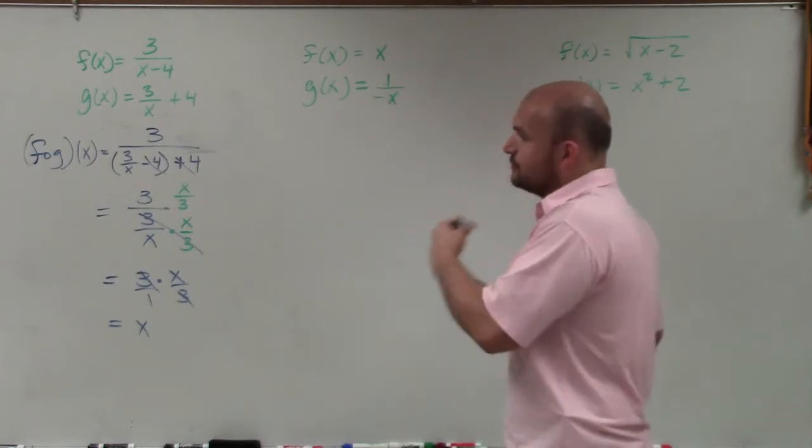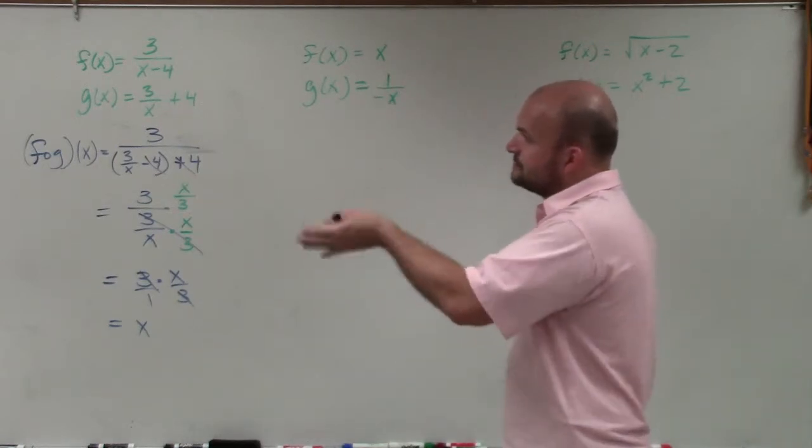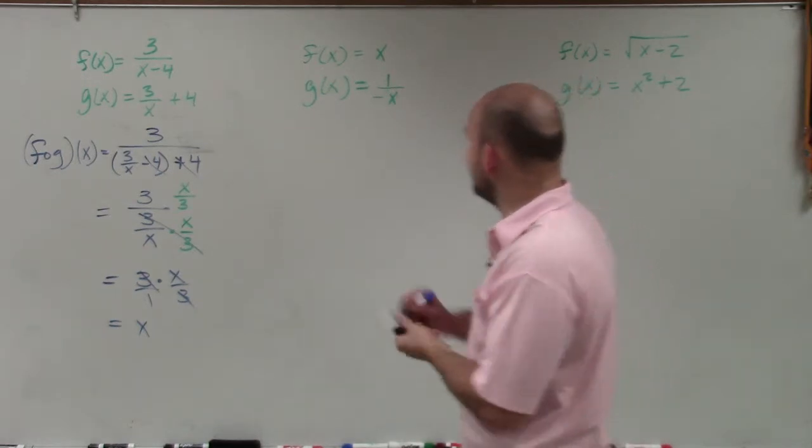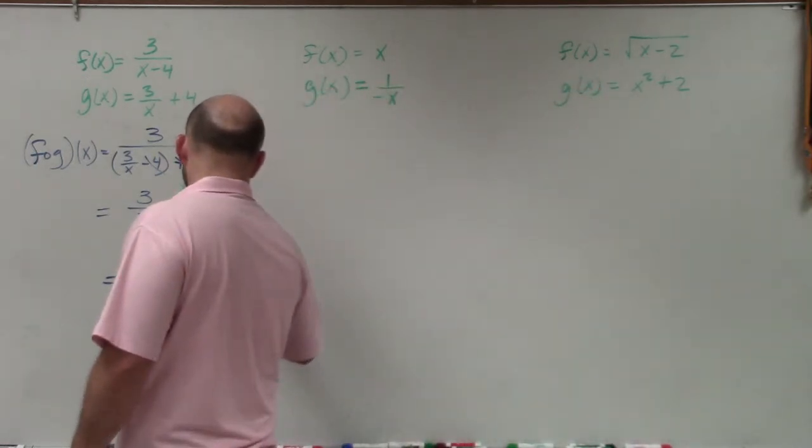But remember, we have to show it both ways, right? We have to do f of g of x equals x and g of f of x. I kind of ran out of a little space, but I know this problem's not going to take a lot of work, so let's do it over here.